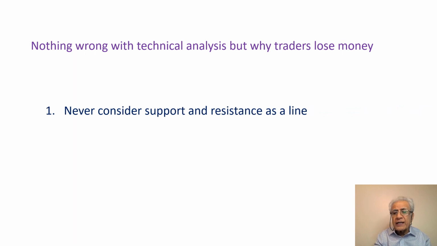And the first one is: never consider support and resistance as a line. Always consider it as an area. Support and resistance is a part of price action technical analysis. And if you consider your support and resistance as a line, it may confuse you more than ever. That's why you lose money in trades, which most of the time can be avoided.